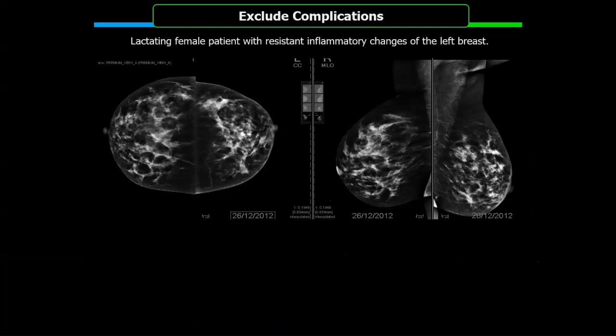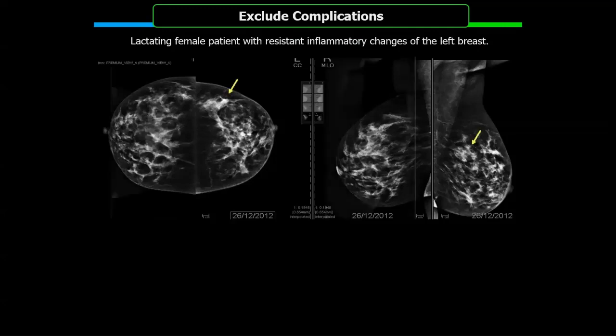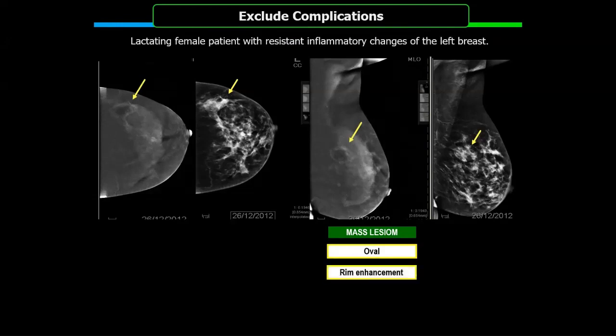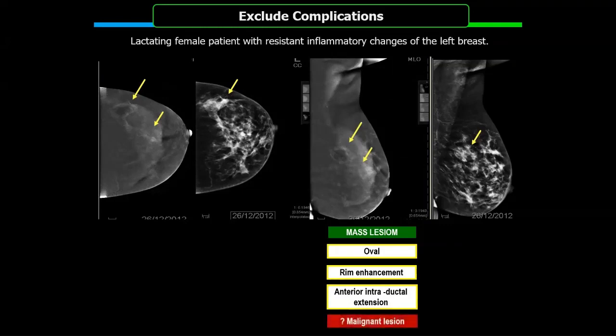Another complication which might occur with mastitis are the draining sinus tracts. This was a lactating female patient with resistant inflammatory changes of the left breast. This was her mammogram. She had a focal asymmetry of the left breast. And this was the contrast mammography, and it showed a mass lesion in the upper outer quadrant of the left breast. It was oval in shape. It showed rim enhancement with anterior intraductal extension. I think anybody who sees this description of the lesion will definitely say that this is a malignant breast lesion.